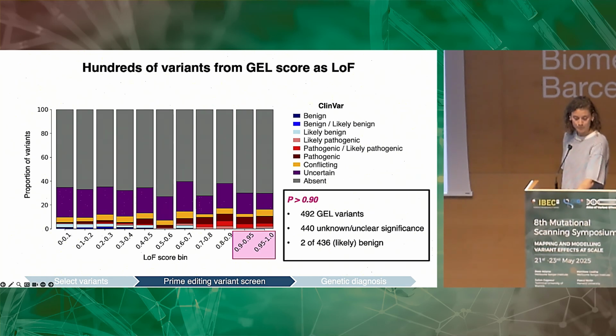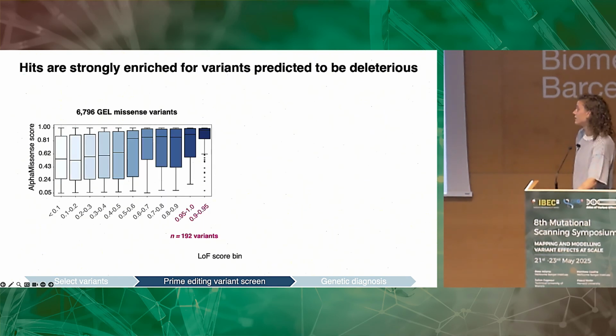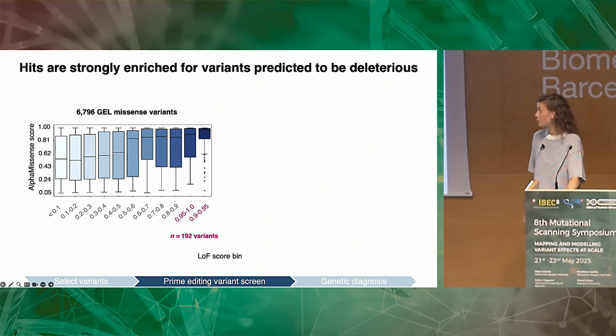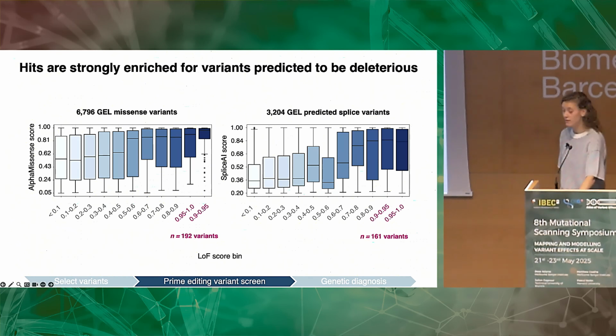false positives. Next, we wanted to compare these bins to predictors. Here we have AlphaMissense, which predicts missense variants, and we have all our missense variants, and we can see that there is a correlation between the two metrics. And we did the same for our splice variants using SpliceAI, which predicts how genetic variants affect RNA splicing.